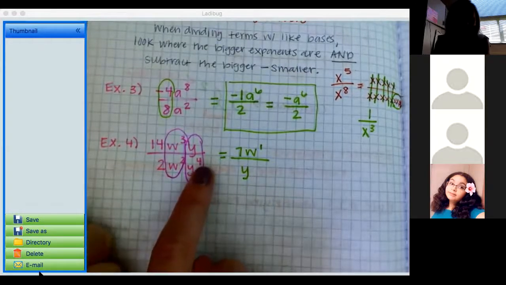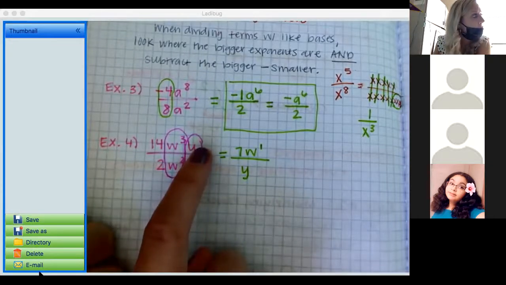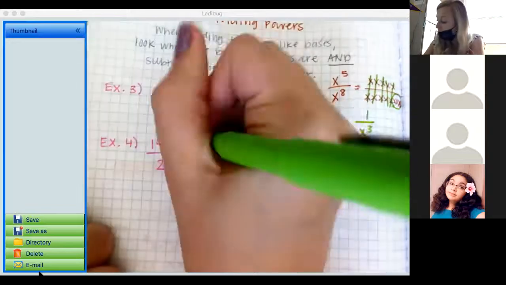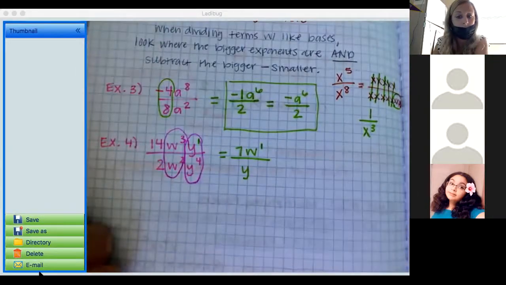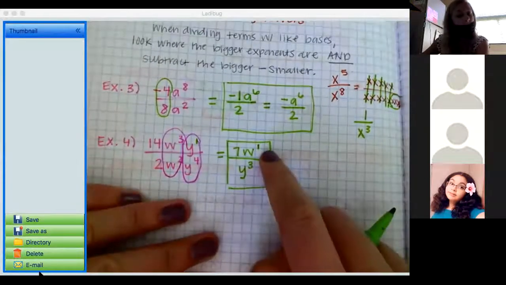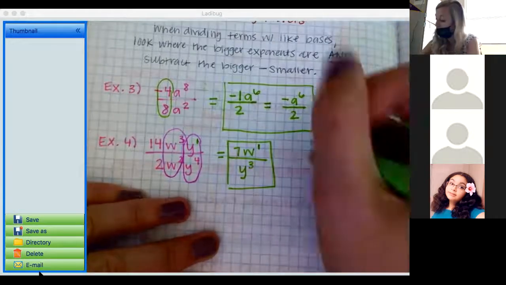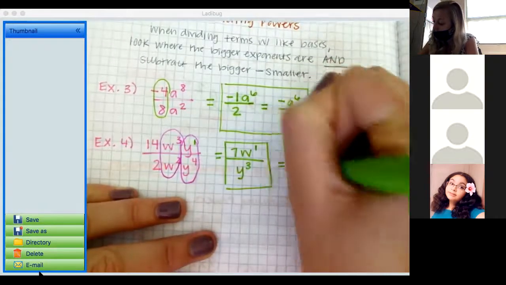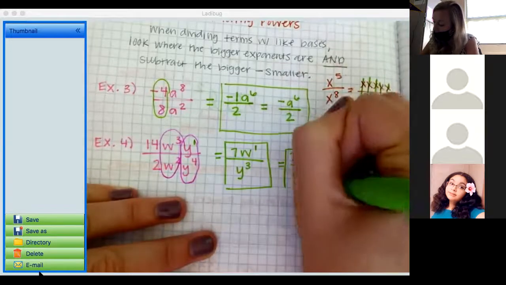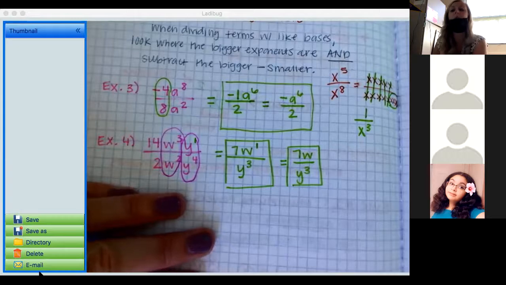All right. So in the denominator, what is 4 take away 1? Good. So y'all, what is 4 take away 1? 3. Now, do you have to put the 1 with this W? No. We just talked about that. So you could also see it as 7W over Y to the 3rd. Please don't say Y3. Say Y cubed or Y to the 3rd, okay?